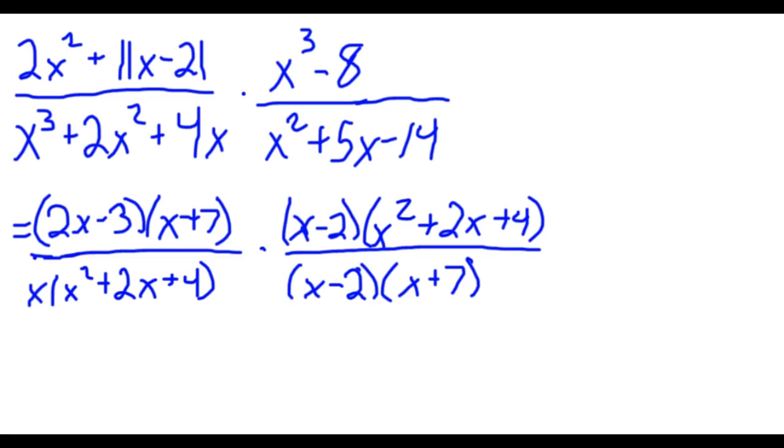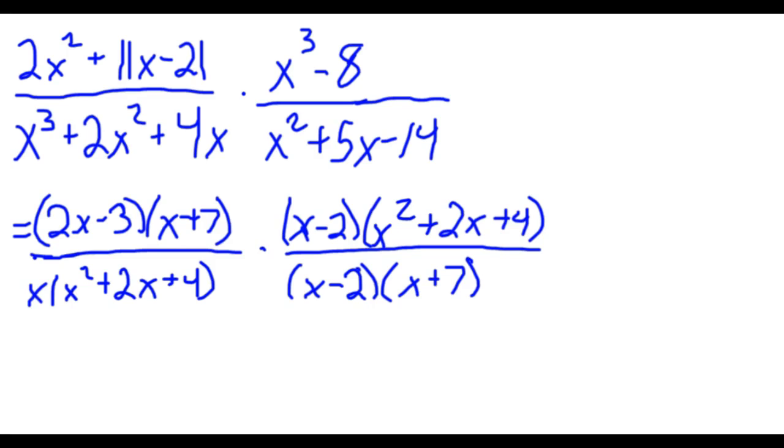So if you factored all of those expressions, you should have gotten something that looks similar to this. First one should have factored into 2x minus 3 times x plus 7. The denominator, we could pull a common factor of x out in front. That would factor into x squared plus 2x plus 4. x cubed minus 8 factors into x minus 2 times the quantity x squared plus 2x plus 4. And the denominator factors into x minus 2 times x plus 7. You should be able to see that we have a lot of things in the numerator and denominator that are in common.